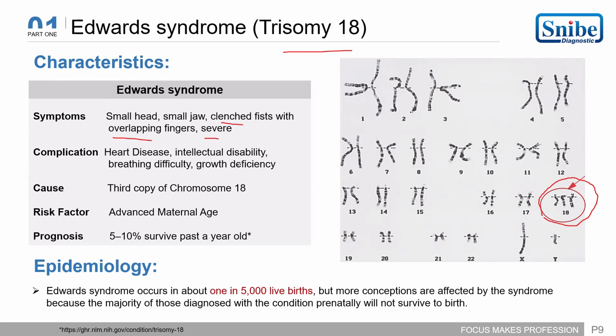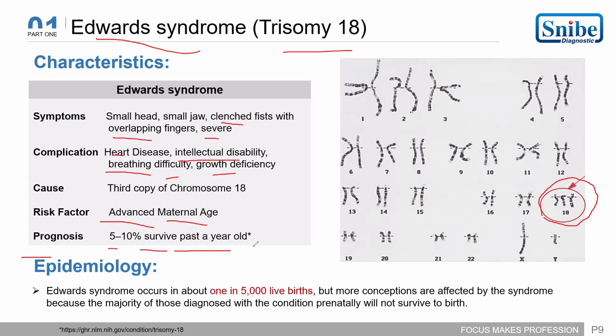And then the main complications of Edwards syndrome are heart disease, intellectual disability, breathing difficulties, and growth deficiencies. If we talk about the risk factor, advanced maternal age is very important for the risk analysis of congenital diseases like Down syndrome, Edwards syndrome, or neural tube disorders. The prognosis is very low. Only 5 to 10% survive past one year.